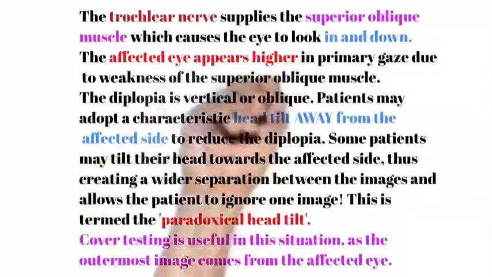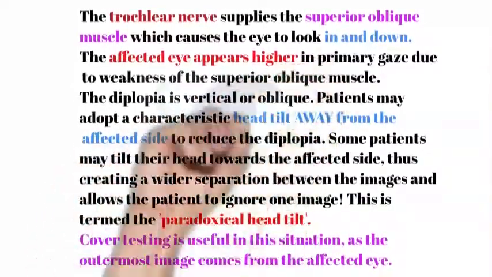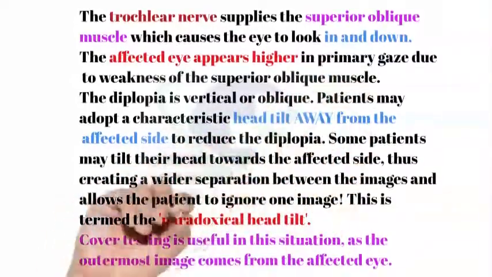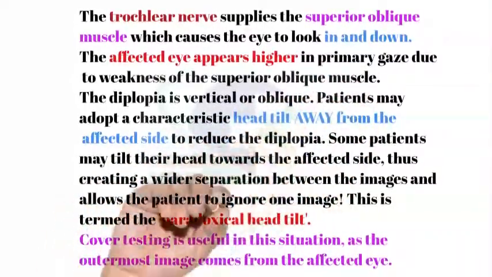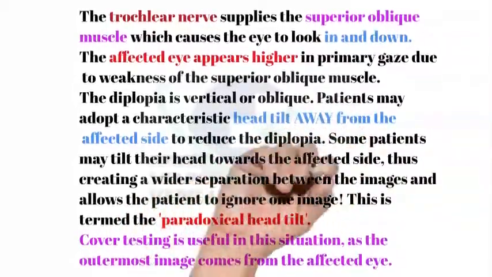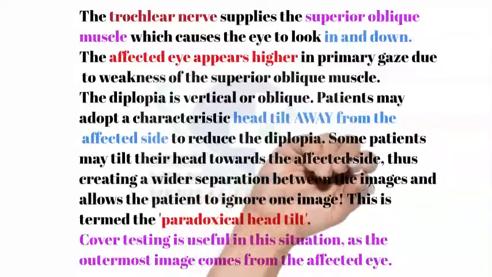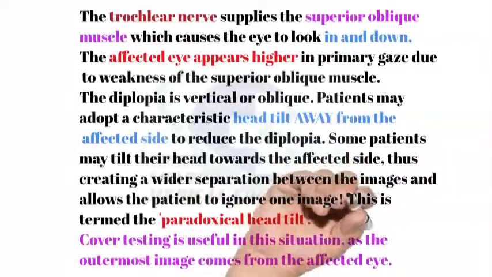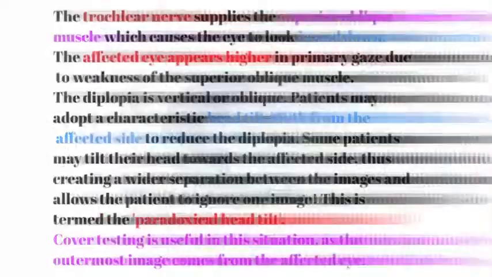Some patients may tilt their head towards the affected side, thus creating a wider separation between the images and allowing the patient to ignore one image. This is termed the paradoxical head tilt. Cover testing is useful in this situation, as the outermost image comes from the affected eye.